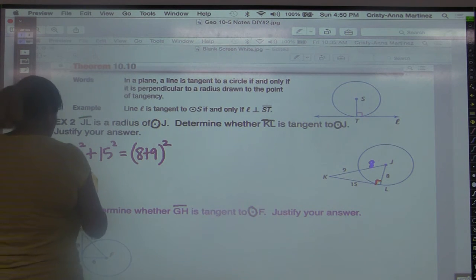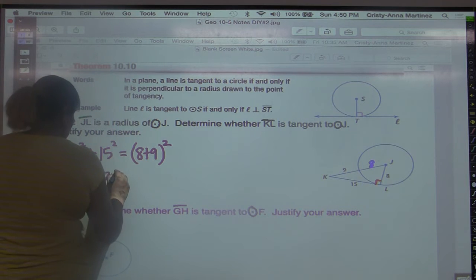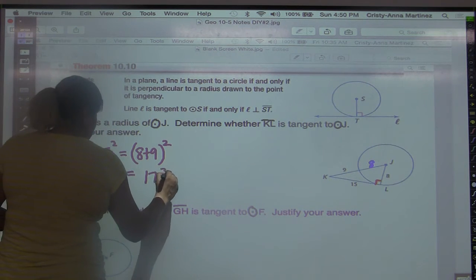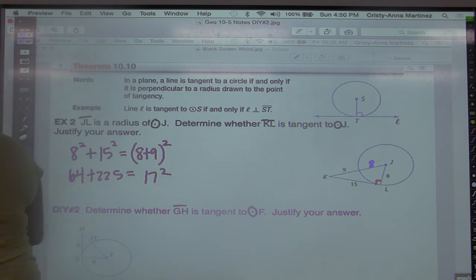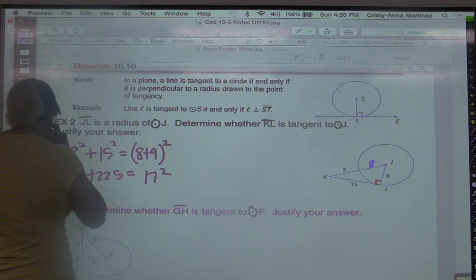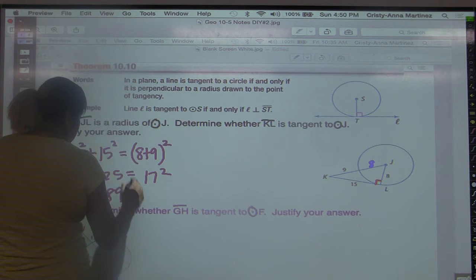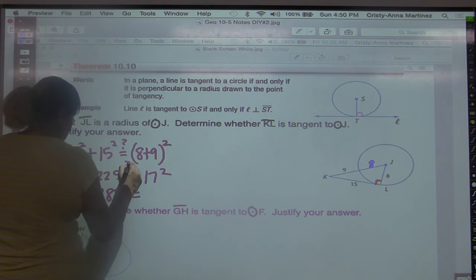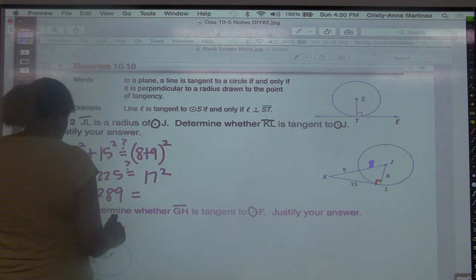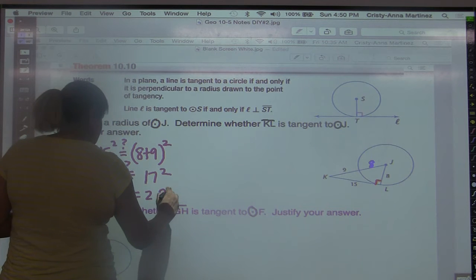So here we've got 64 plus 225, and then 17 squared. And it just so happens that 64 plus 225 is 289. And lo and behold, these are all question marks at this point because we're not sure what's going to happen. But actually 17 squared is also 289.